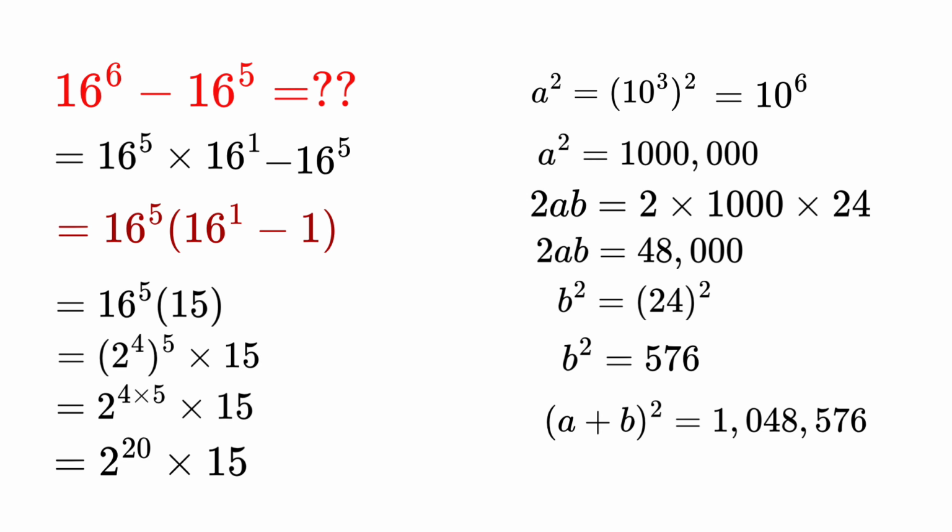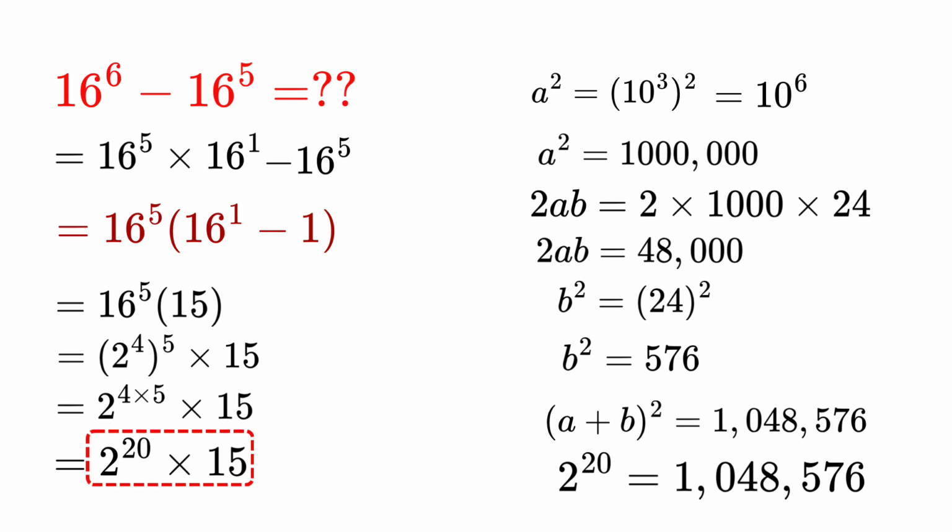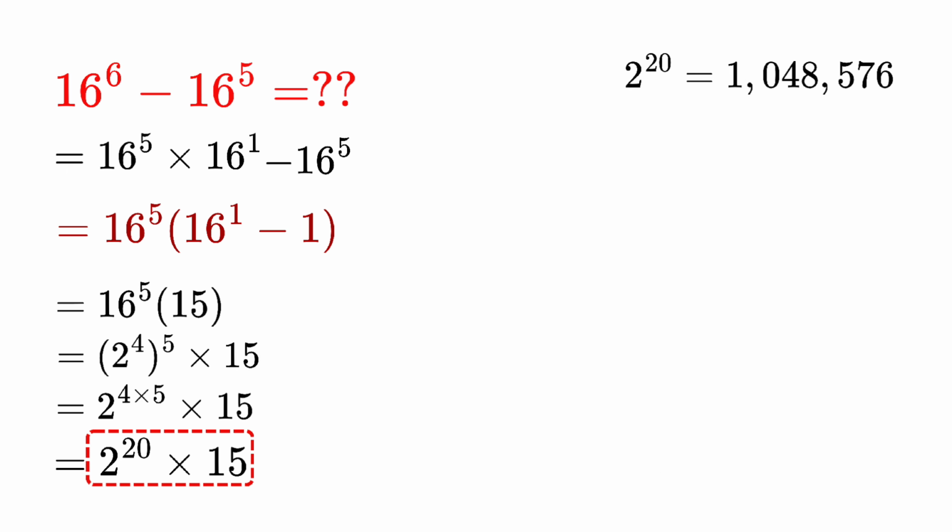Remember, our expression was 2 power 20 times 15, and we just found that 2 raised to the power of 20 is 1,048,576. So, now we need to multiply it with 15. Now, multiplying with 15 directly might seem tricky, but let me show you a smart approach. Here, we will use the distributive property. Notice that 15 can be broken down as 15 equals 10 plus 5.